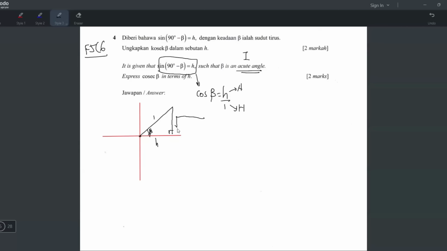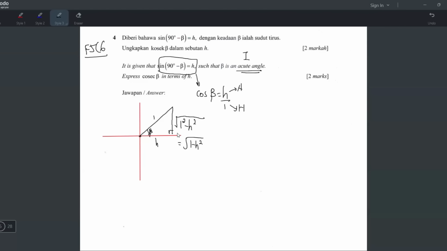I told you just now, right? The step is always like that. After you label, use Pythagoras theorem, find the remaining one. So it'll be 1 square minus h square. Minus, not plus, because you are not finding the longer side. So you end up with square root 1 minus h square here.